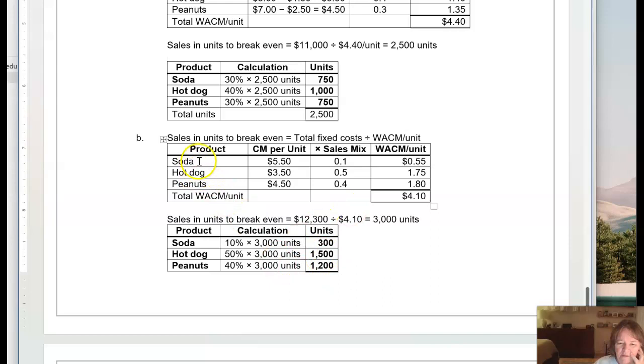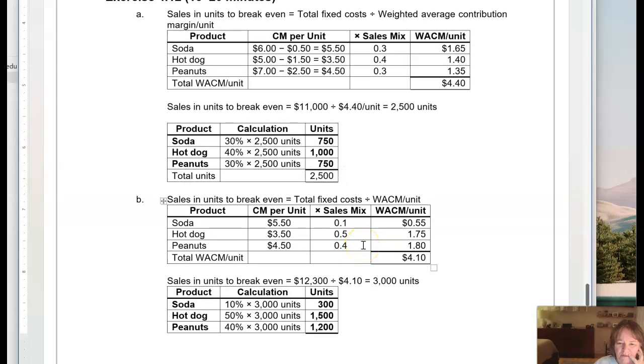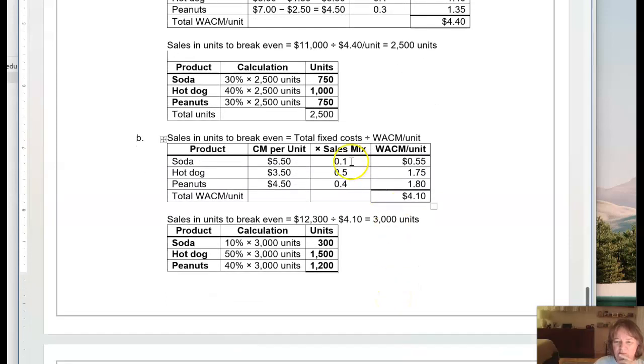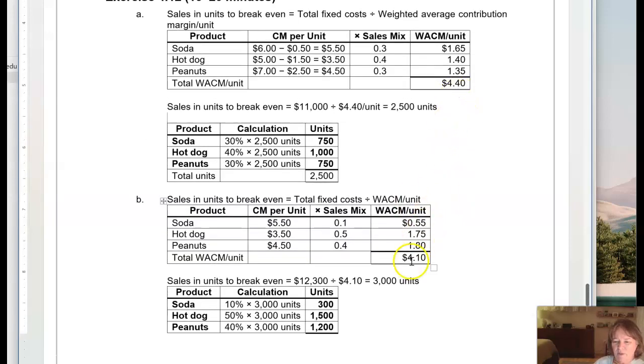So there's my soda, hot dog, peanuts. The contribution margin is the same, $5.50, $3.50, and $4.50, and that's from up here on top. But our sales mix changed, so now our sales mix is 10% sodas, 50% hot dogs, and 40% peanuts. So I multiply the sales mix times my contribution margin and get a new weighted average contribution margin per unit of $4.10. So that's actually less than what we had before.